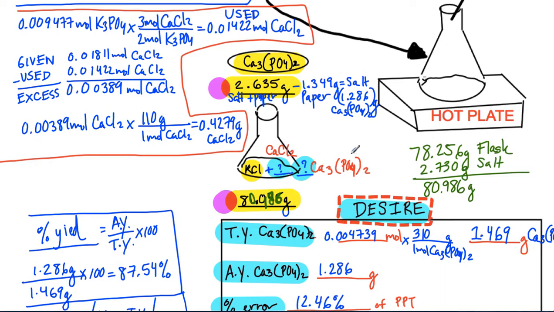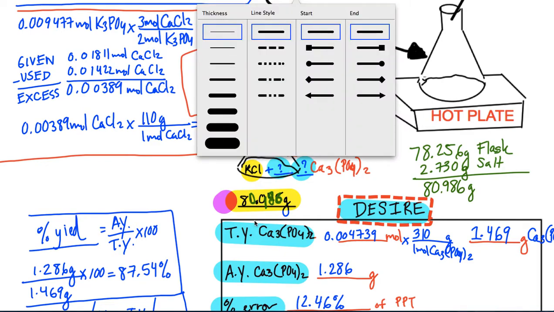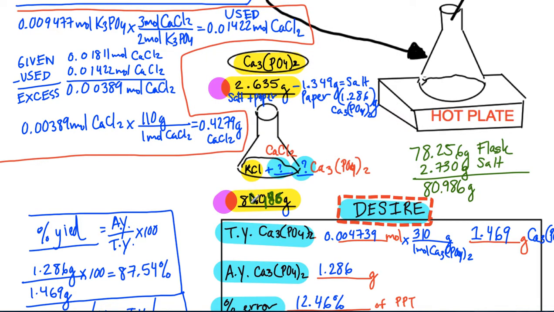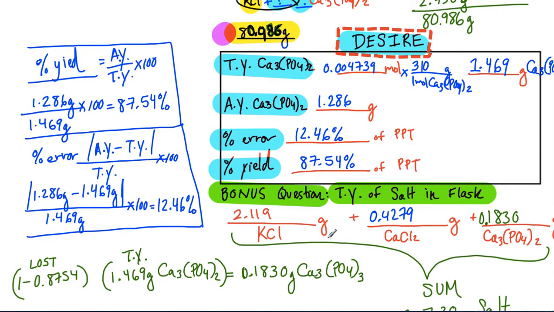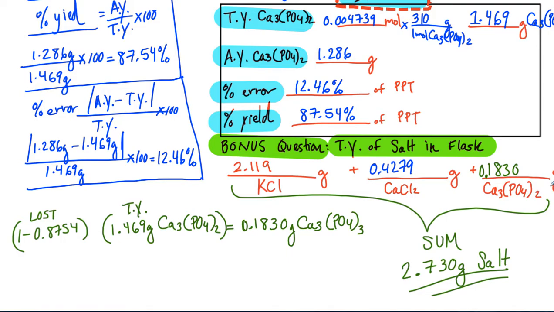So I apologize if you had paused the video and you were using this mass. But this mass is correct now, unless I could have made another mistake, but hopefully not. This mass should be 80.986 grams. It's 78.256 grams of the flask and 2.730 grams of salt. And then here's how that 2.73 grams breaks down.